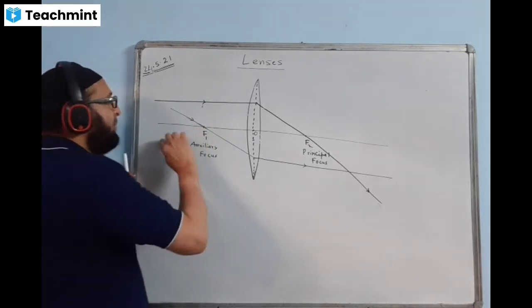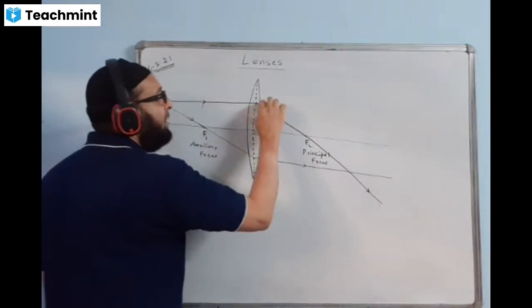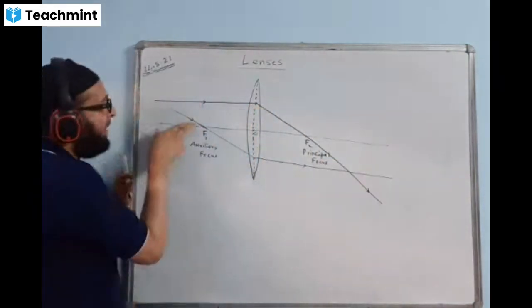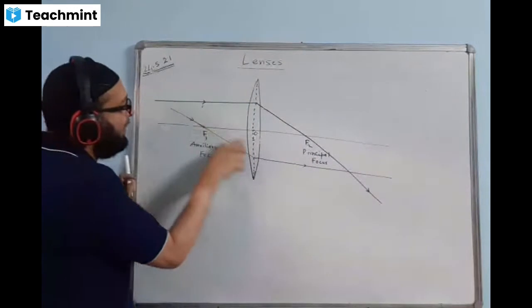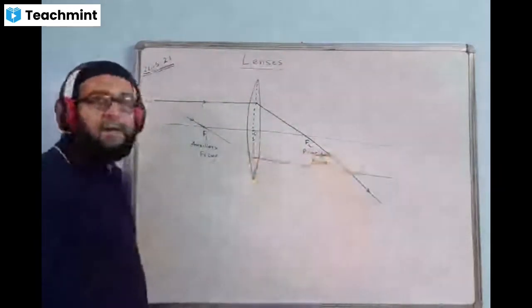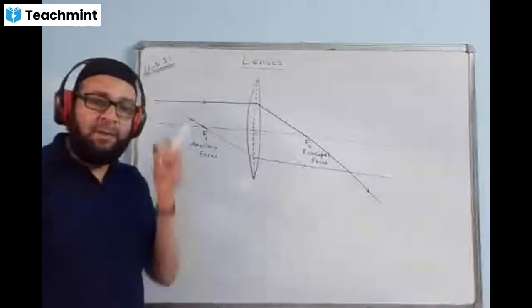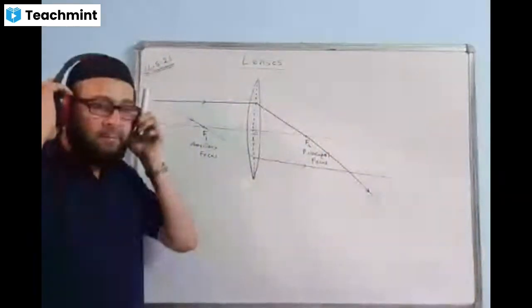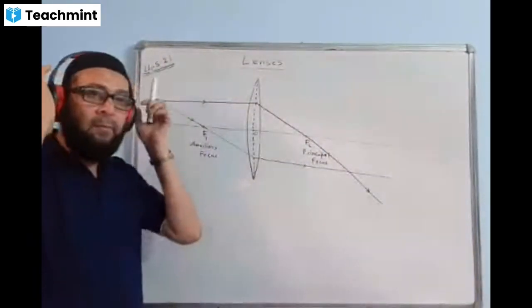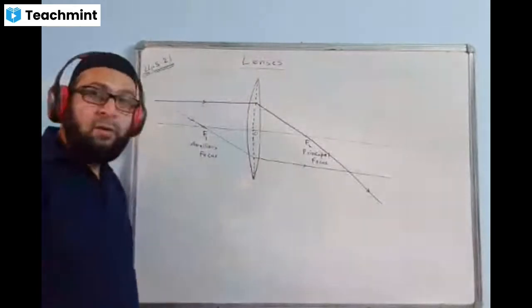I draw another ray through the lens. Suppose this is the ray going like this. What will happen to the ray? They will become parallel. All the rays passing through this point will go like this and become parallel. Any ray through O or through F1, after refraction from the lens, becomes parallel. Understood?